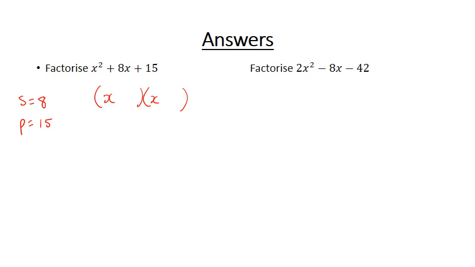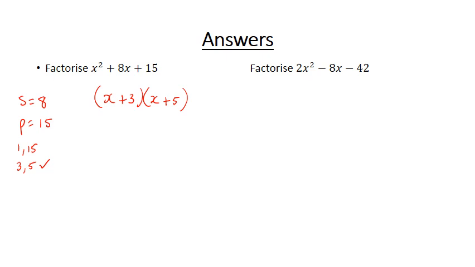I now need two numbers that when I multiply them together give me 15, and when I add them together give me 8. Factor pairs of 15 are 1 and 15, 3 and 5. Excellent. I know straight away 3 and 5 works. They're both positive. Plus 3, plus 5. Done. There's my answer.